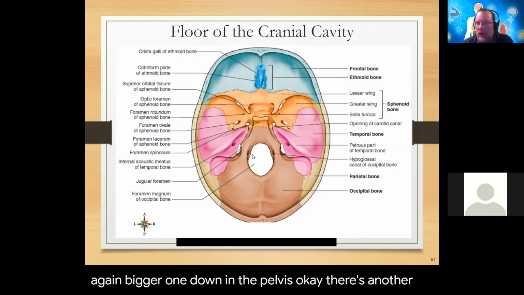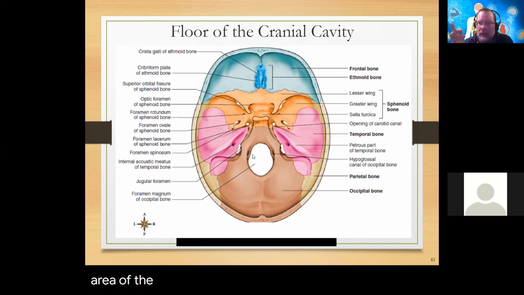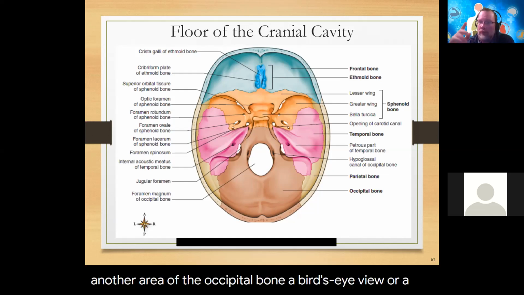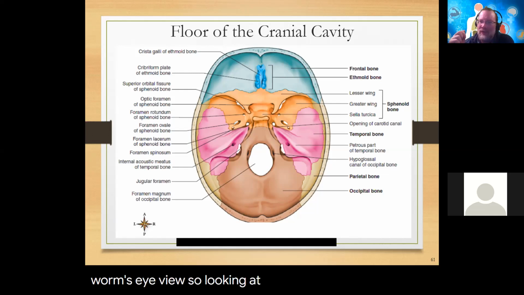There's another area of the occipital bone, a bird's eye view, or a worm's eye view. So looking at an inferior view, we'll see that perspective in a few minutes, because the occipital bone is the bone that sits right on top of your vertebral column. So we're going to see a couple of little bumps or condyles when we flip this over and look at the underside of the cranium.